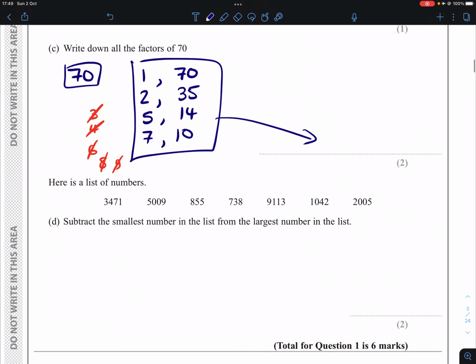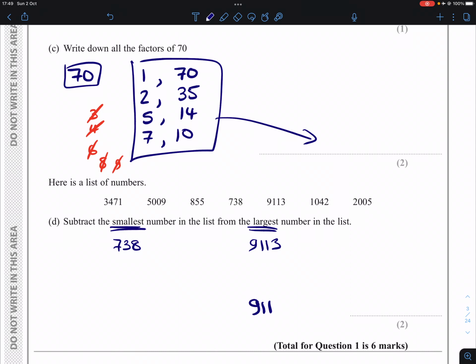Next part. Here's a list of numbers. D, subtract the smallest number in the list from the largest number in the list. So going through this, there are 2 3-digit numbers. The smaller one of them is 738. So the smallest number is 738. And of all the 4-digit numbers, the one that has the biggest first digit is this one here, 9,113. So that's going to be the largest number.